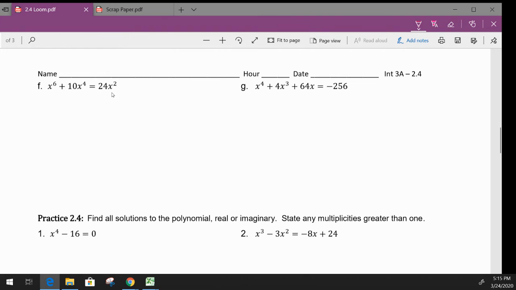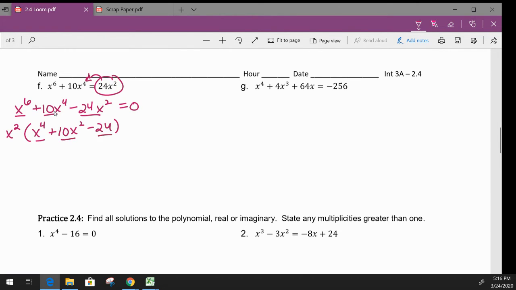This first example, just like yesterday, you have to set the equation equal to 0. So I'm going to take this term and subtract it, moving it to the other side. Since it's positive on one side, it's going to become negative on the other. So when I rewrite this, I get x to the 6th plus 10x to the 4th minus 24x squared equals 0. So just like yesterday, in all of our factoring, we want to look for the greatest common factor. All three terms have x squared, so we can factor out an x squared from all three terms, making what is left x to the 4th plus 10x squared minus 24. Again, keep in mind, if you have three terms there, you should have three terms here. And if we multiplied it back together, it should equal what you started with.